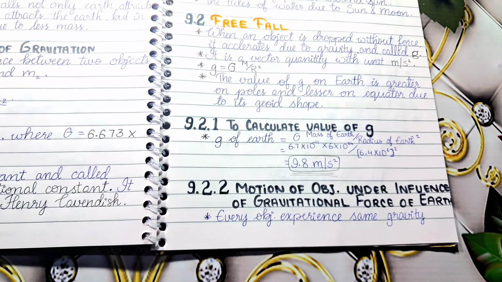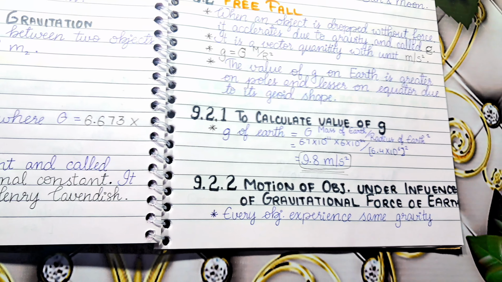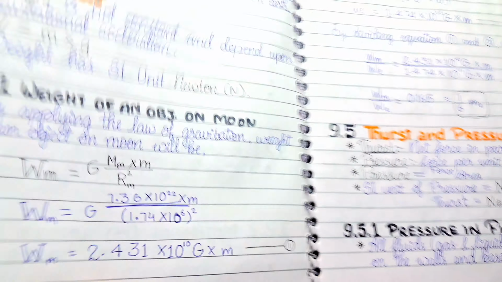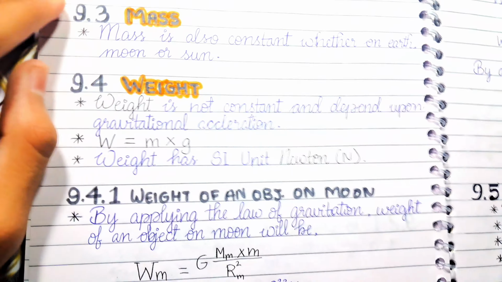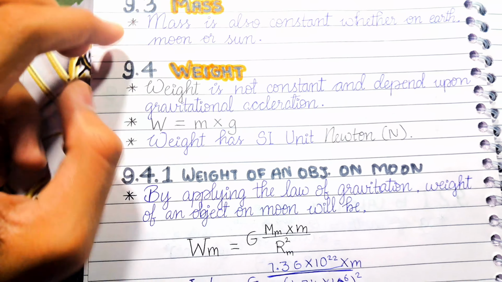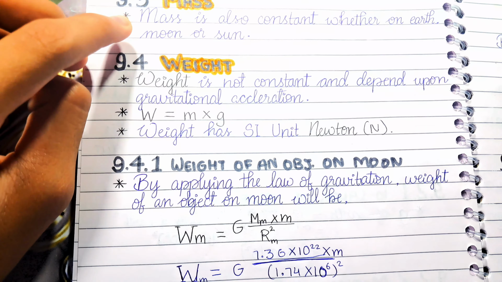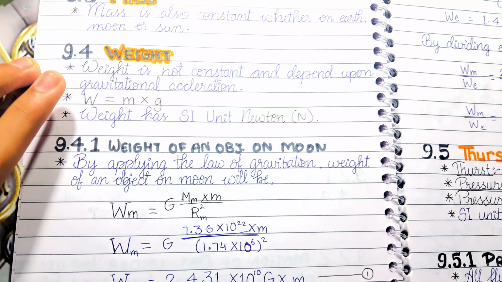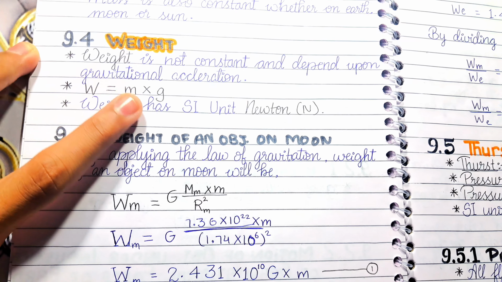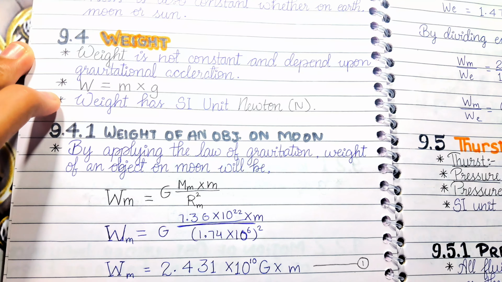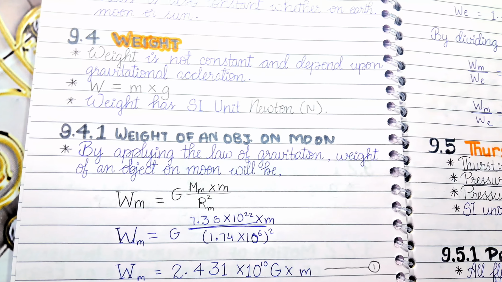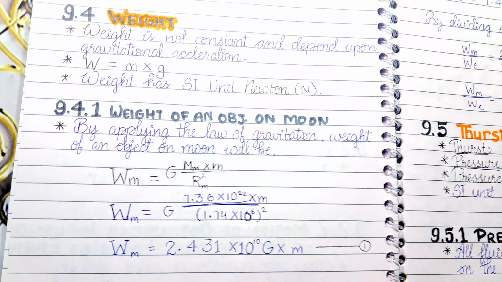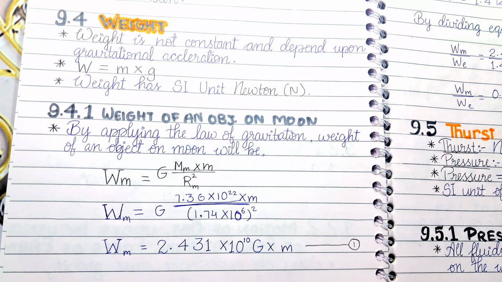Then comes 9.2.1, motion of an object under the influence of gravitational force of attraction. Every object experiences the same gravity despite its mass. Then 9.3, mass and weight. Mass is constant whether on Earth or Moon or Sun. Weight is not constant and depends upon gravitational attraction. Weight is equal to mass multiplied by gravitational attraction acceleration. Weight has SI unit Newton, which is N, and it is not a vector quantity, it is a scalar quantity.